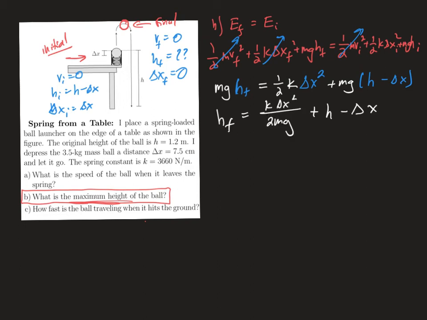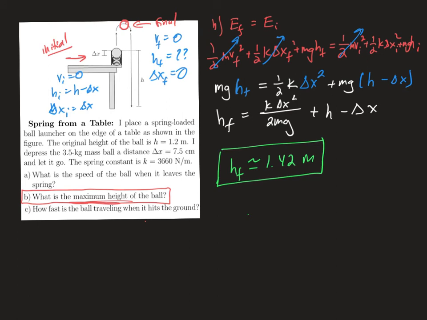And so my final answer is a bunch of stuff related to the spring. This is k delta x squared divided by 2mg plus h, which is 1.2, and minus that 0.075, which is the initial compression of the spring. And if you put that in, you should get about 1.42 meters.